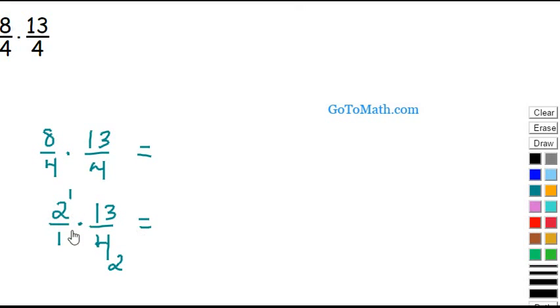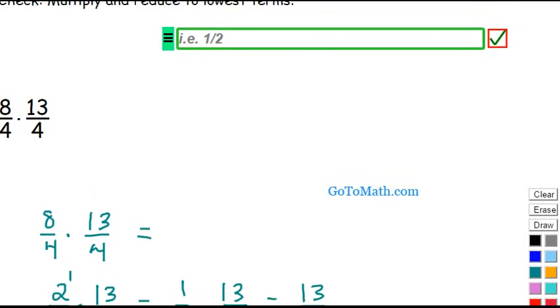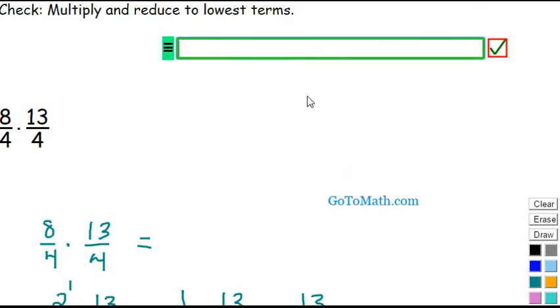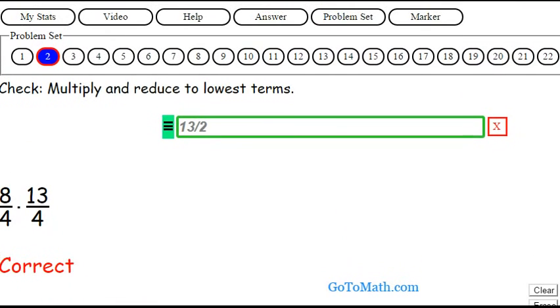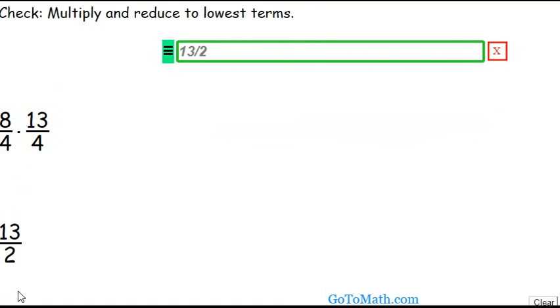All right. So let's go ahead now and rewrite again. 13 over 2. And 1 over 1 is 1, so we just end up with 13 over 2 as the final. Okay, so that would be reduced all the way down. 13 over 2. Correct. Now, you can always go up here and hit the answer, and see the answer.